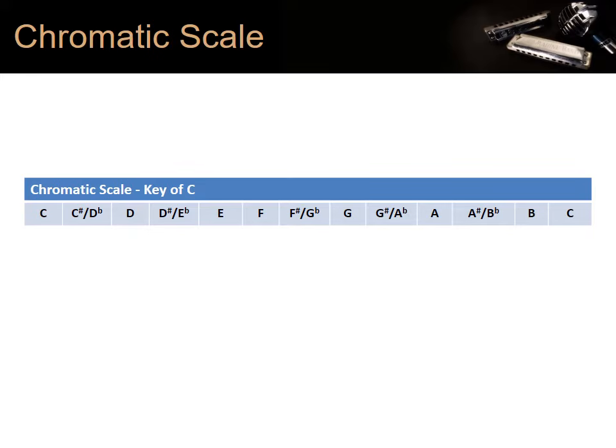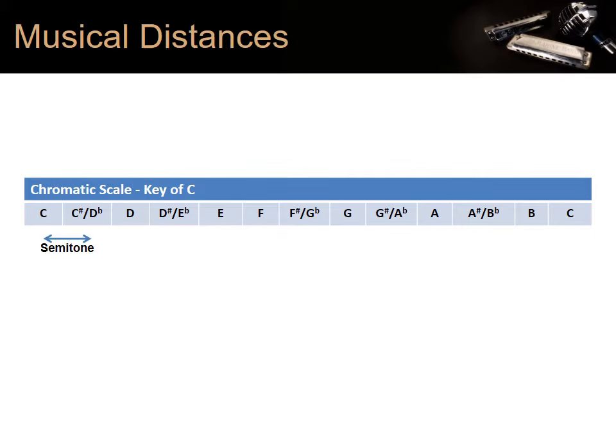All other scales in Western music, including the blues scale, are made up from a selection of these notes from the chromatic scale. Before we carry on, it's worth clearing up some terminology in terms of how we refer to the distances between notes in the chromatic scale, because this terminology gets used quite a lot. The distance between any 2 adjacent notes in the chromatic scale is referred to as a semitone.